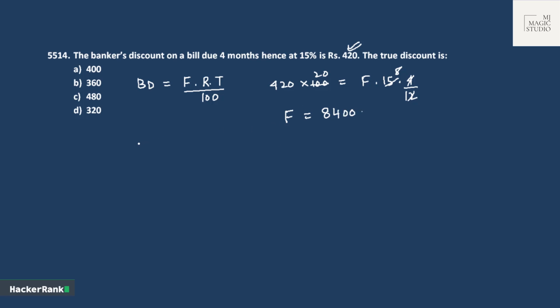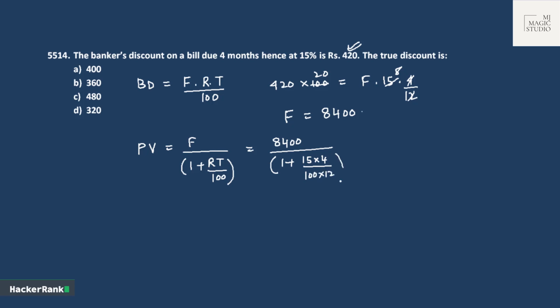Now we need the true discount, for which we need the present value of the bill. Present value of the bill is F divided by 1 plus RT by 100. That is 8400 by 1 plus 15 into 4 by 100 into 12. 4, 12, 3, 5, 20. So this is 8400 into 20 by 20 plus 1, 21 will go 4 times. Yes, 4 times 400, this is 8000. 8000 is the present value of the bill.